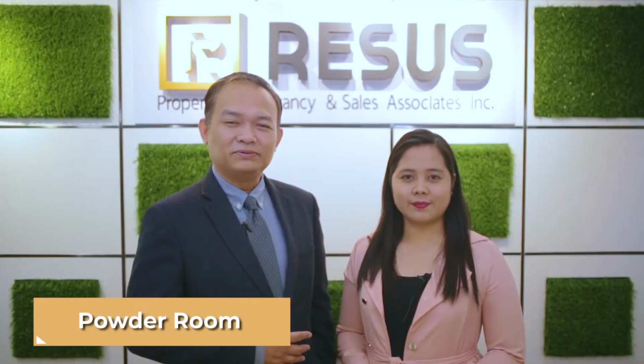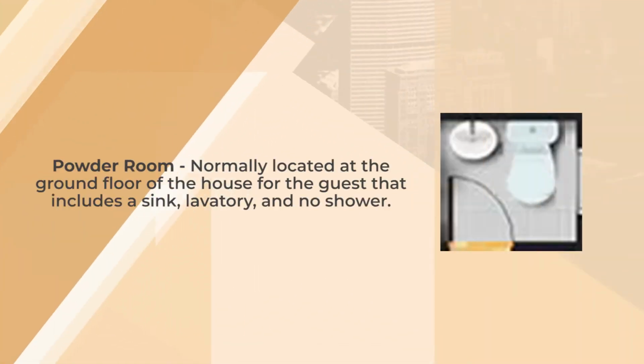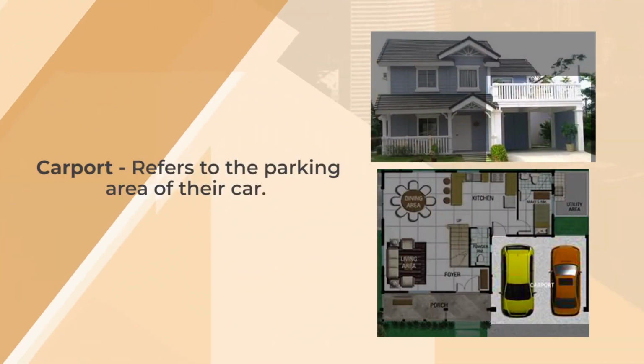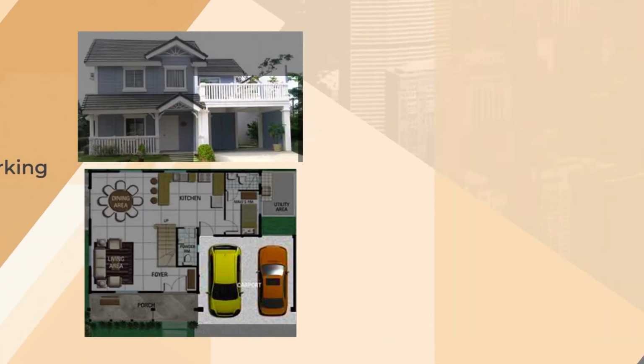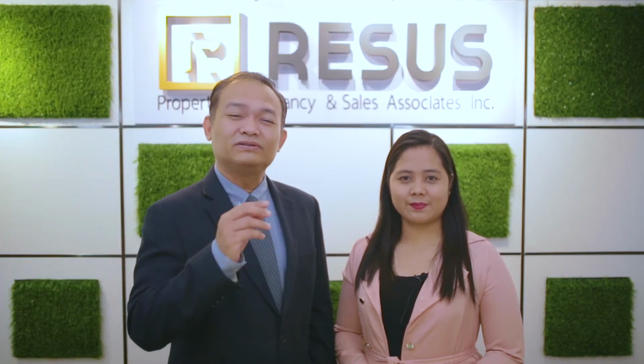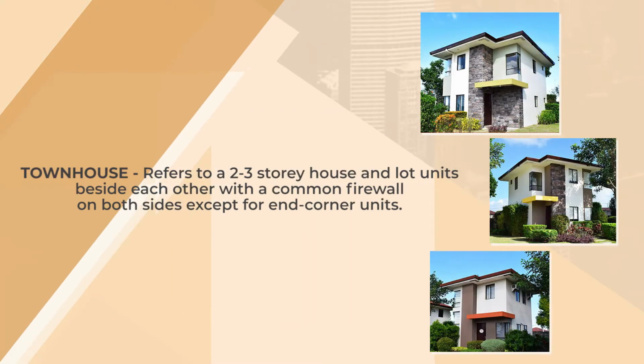Powder room, normally located at the ground floor of the house for guests. That includes a sink, lavatory, and no shower. Carport refers to the parking area of their car. The next type of house and lot unit, common in real estate residential selling, is called townhouse. Townhouse refers to 2 to 3 story house and lot units beside each other with a common firewall on both sides except for end corner units.